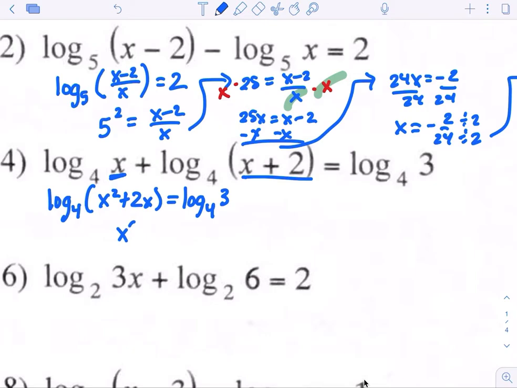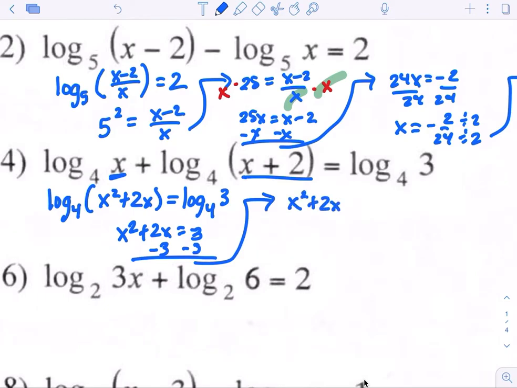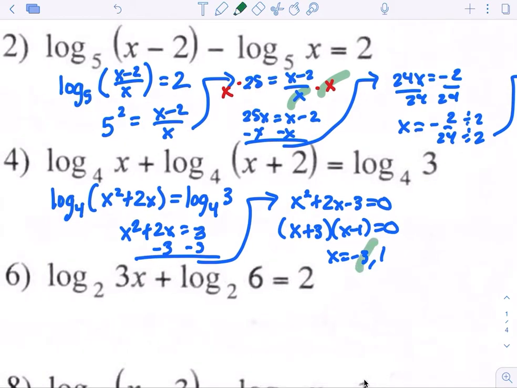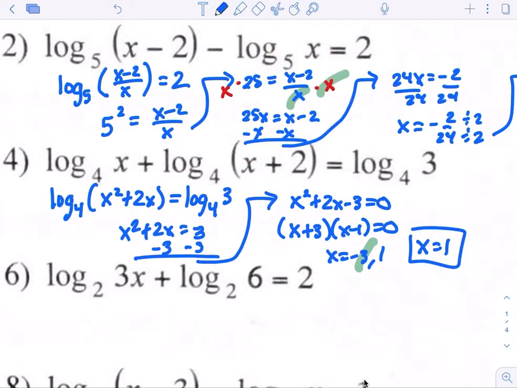So x squared plus 2x is equal to 3. Subtract 3 from both sides. X squared plus 2x minus 3 is equal to 0. Factor, and we get x plus 3 and x minus 1 is equal to 0. So x is equal to negative 3 and 1. Now, if you plug in negative 3 and 1 into here, notice if you plug negative 3 into here, that whole thing's going to be negative. So negative 3 cannot be an answer. So your only answer is x is equal to 1.